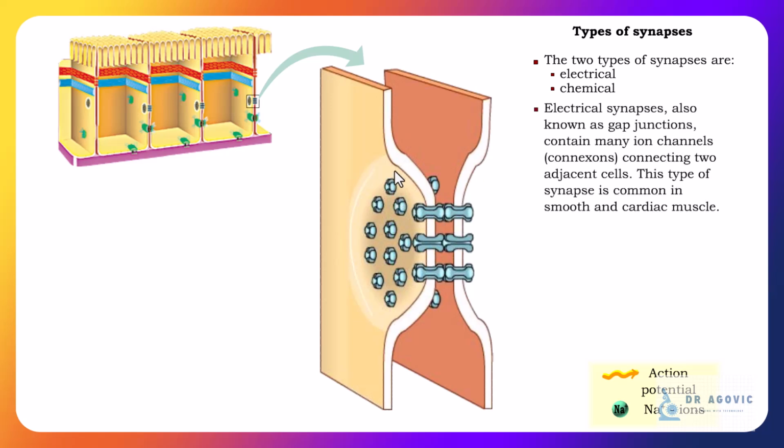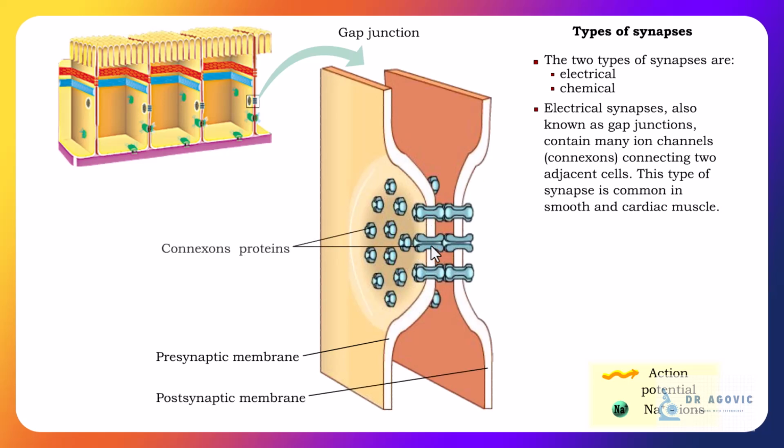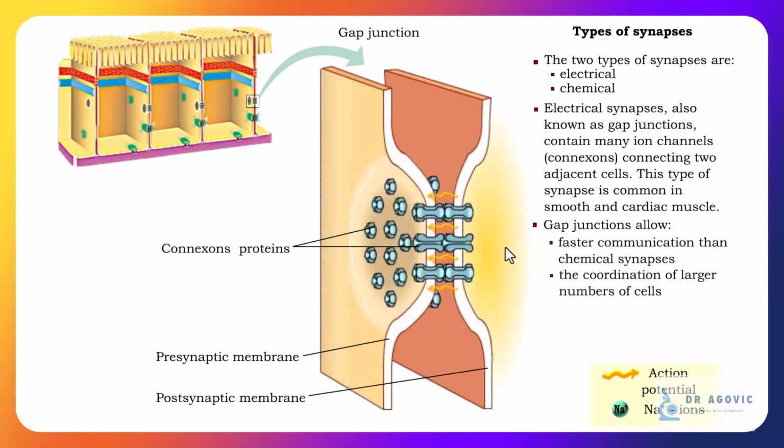Electrical synapses are called gap junctions and have many ion channels called connexons connecting two adjacent cells. Electrical synapses allow quicker communication, more coordinated communication between cells, and two-way transmission.